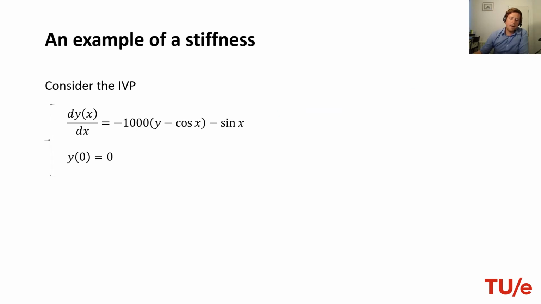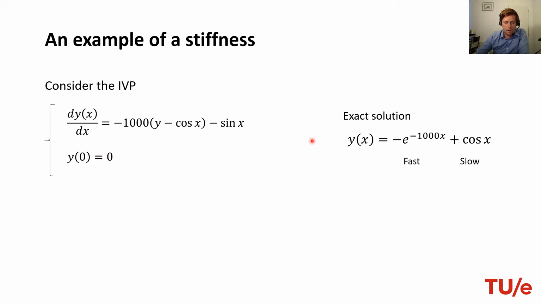Let's look at an example of a stiff ordinary differential equation. Here we have an initial value problem. We have this ordinary differential equation over here, minus 1000 y minus cosine x minus sine of x, and an initial condition of 0, which you can solve exactly. So here is the exact solution.